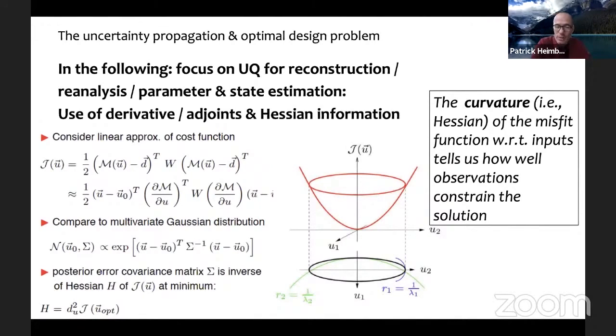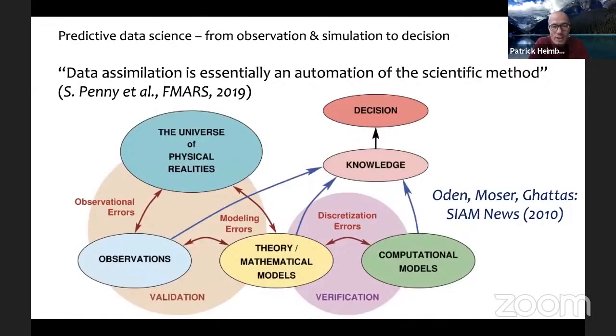So there's a big research topic now, actually, in the computational science community and also in the data assimilation community, that I don't have any time to go into. I'd just like to finish here with this schematic, where a colleague from NOAA, now at Boulder, Steve Penny, once coined in this paper, Frontiers in Marine Science 2019, that data assimilation is the automation of the scientific method.